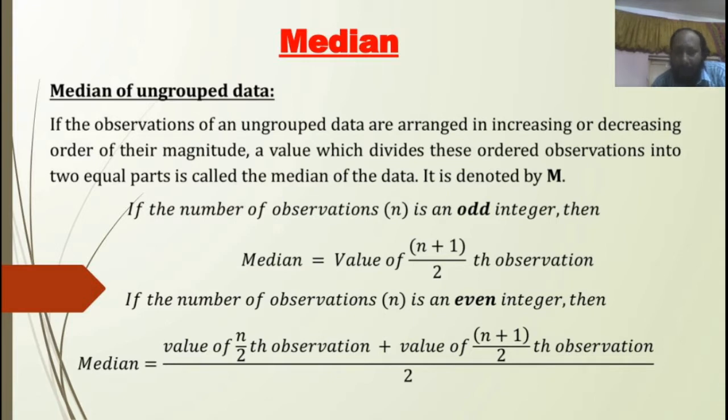If the number of observations n is an odd integer, then median is equal to the value of (n plus 1) by 2th observation. If the number of observations n is an even integer, then median is equal to the value of n by 2th observation plus the value of (n plus 1) by 2th observation, whole divided by 2.